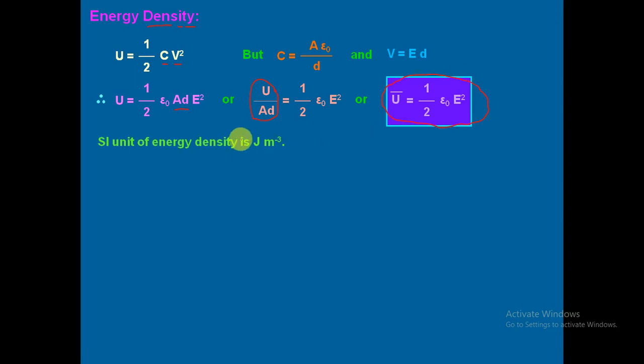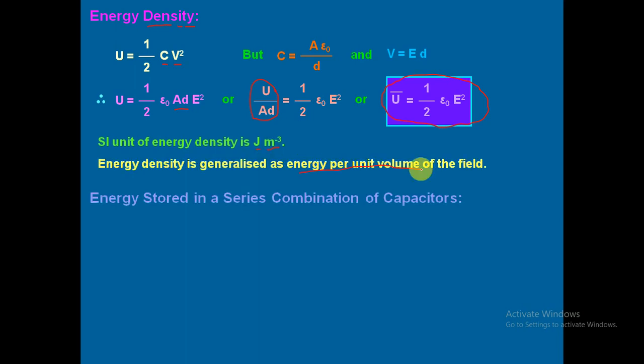So what is the SI unit of the energy density? Energy is joule, density means per unit volume. So the unit will become joule per meter cube. So energy density is generalized as energy per unit volume, as we have already discussed.